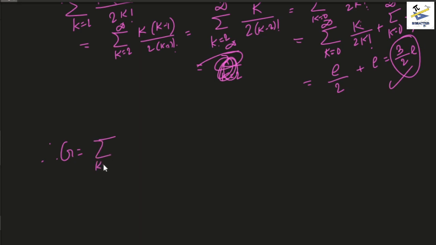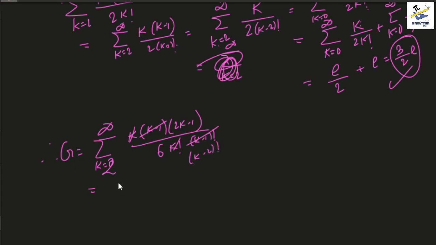Therefore g is equal to the sum from k equals 0 to infinity of k into (k minus 1) into (2k minus 1) by 6 into k factorial. It should be k equals 2 to infinity. K and k cut off, it will be (k minus 1) factorial, and k minus 1 and k minus 1 cut off, it would be (k minus 2) whole factorial. So the sum becomes the sum from k equals 2 to infinity of (2k minus 1) by 6 into (k minus 2) whole factorial. So what we did here was we cut off k with k factorial. K factorial is basically k into (k minus 1) factorial, and then again (k minus 1) factorial cut off to give you (k minus 2) factorial.